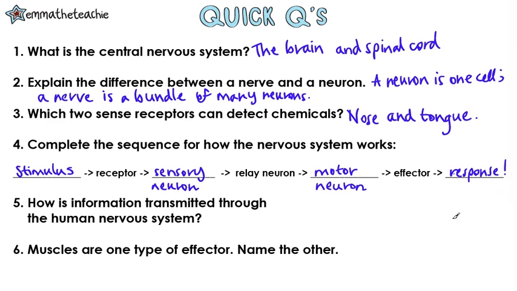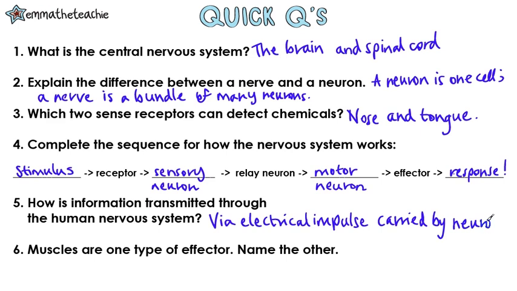5. How is information transmitted through the human nervous system? This is via electrical impulses, which are carried by neurons. And finally, 6. Muscles are one type of effector, name the other, it's glands. Alright, how did you do?